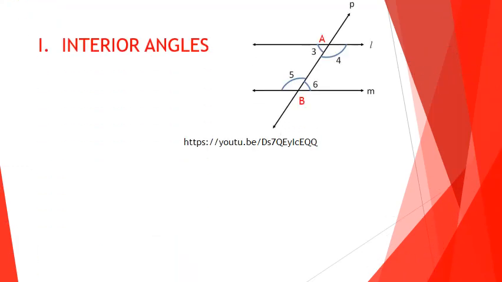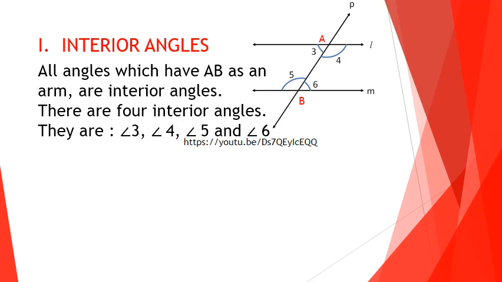Next we can discuss interior angles. Look at the figure. Here only the interior angles are marked. All angles which have AB as an arm are interior angles. That means all the angles which lie between the two lines L and M are called interior angles. There are 4 interior angles, that is angle 3, angle 4, angle 5 and angle 6.